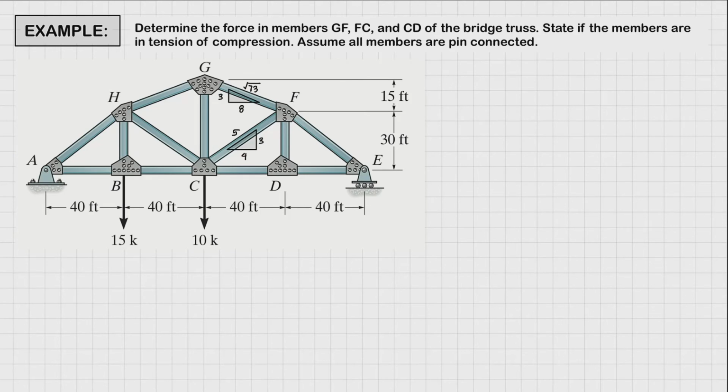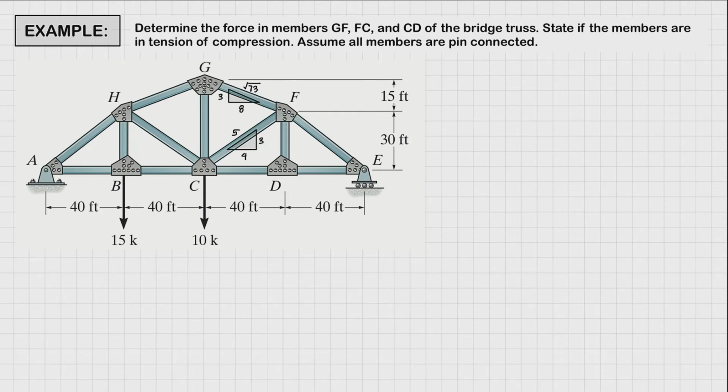Next example, so we're going to determine the force in members GF, FC, and CD of the bridge truss shown in the figure below. And then we're going to state if the members are either in tension or compression. We're also going to assume that all the members are pin connected. Alright? So in this type of problem, what we're going to use is the method of sections.